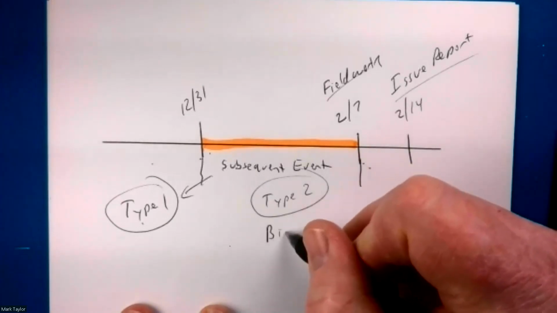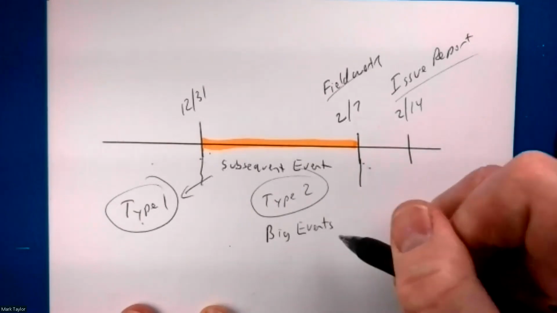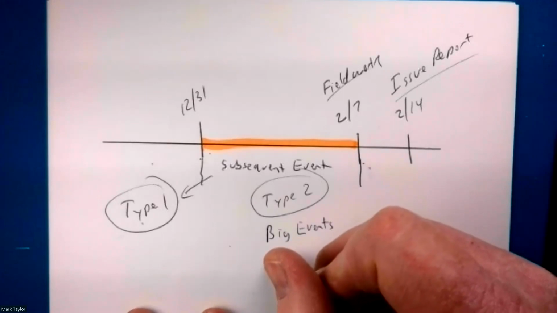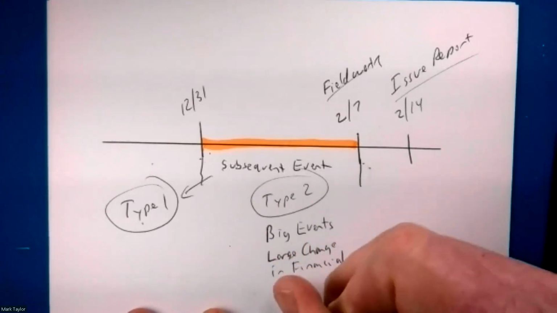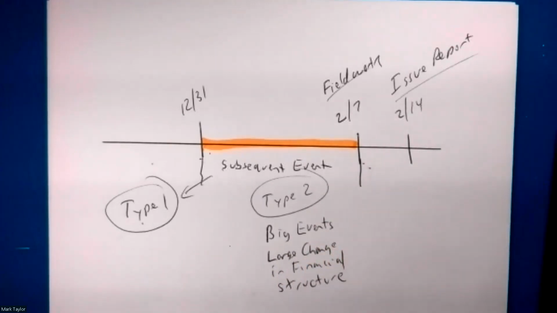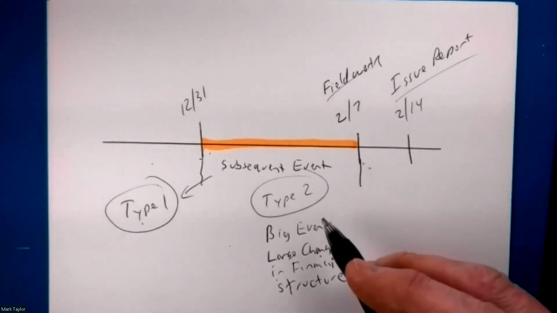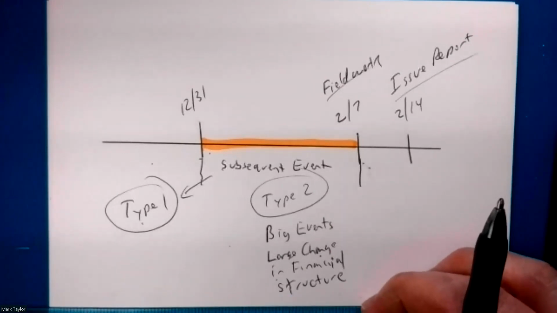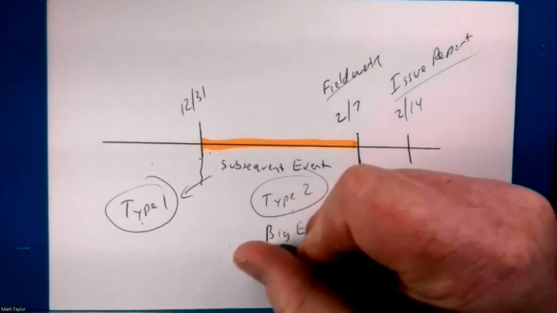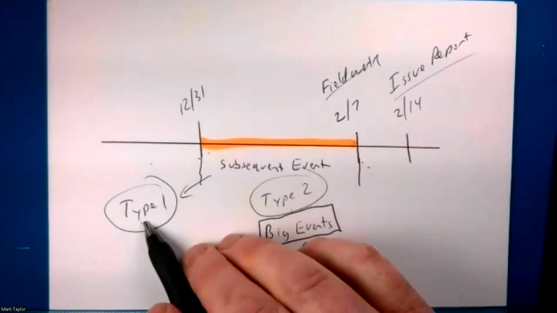Now, type 2 are for big events, and usually a large change in financial structure. Things like mergers, things like divestitures, selling off a large part of your business. Things like catastrophic events, where one of your assembly plants blows up and will not be used for another year or something. So type 2 are really only for big things. It's not for everyday little things.